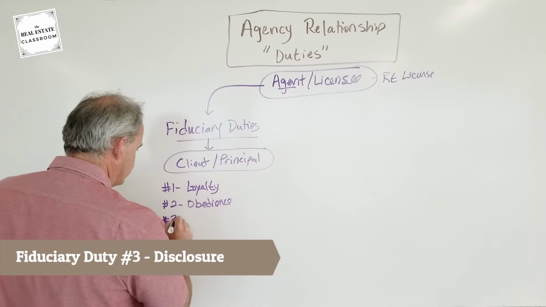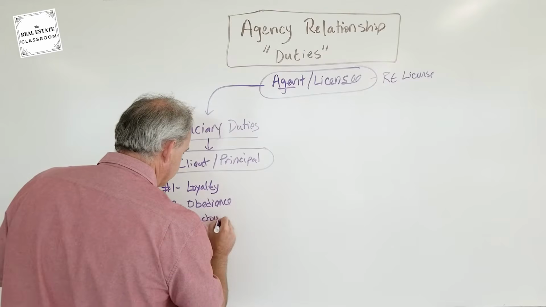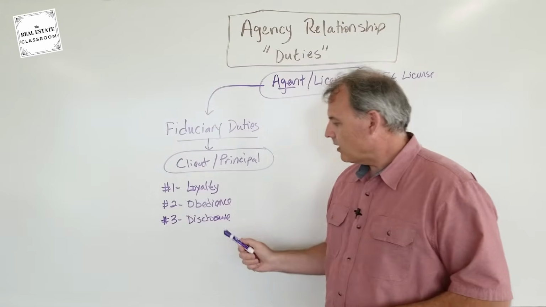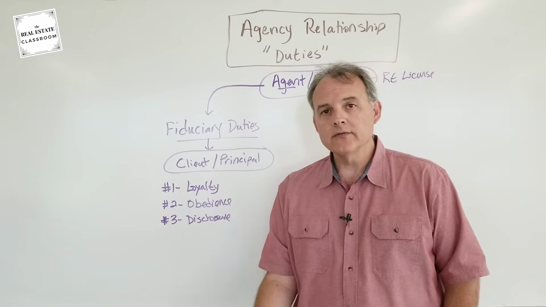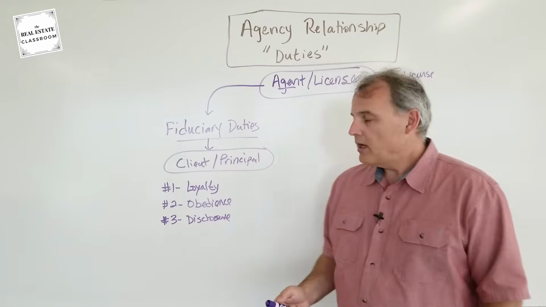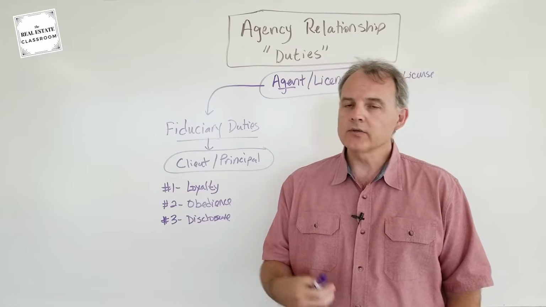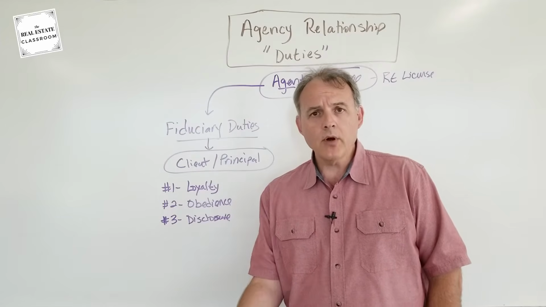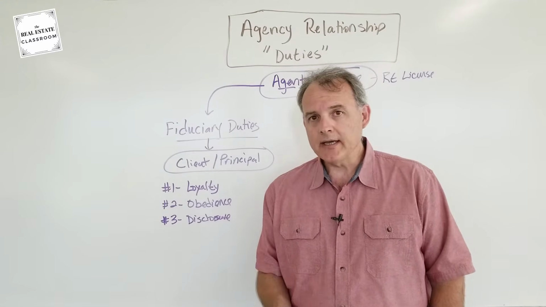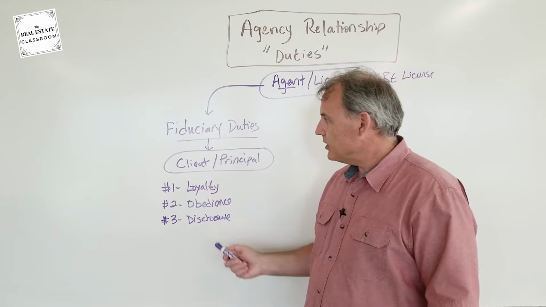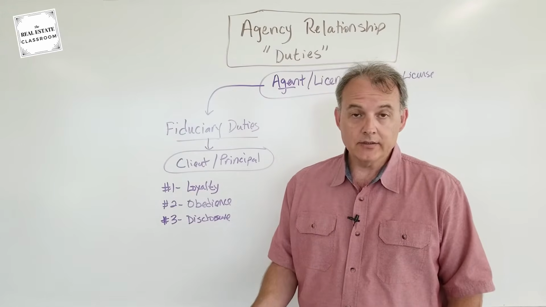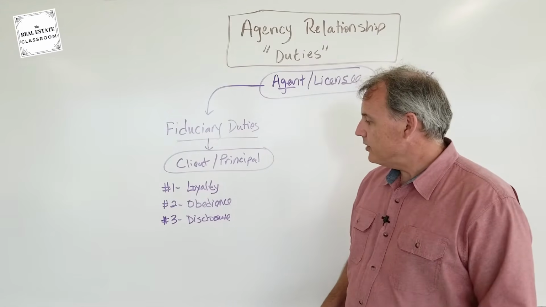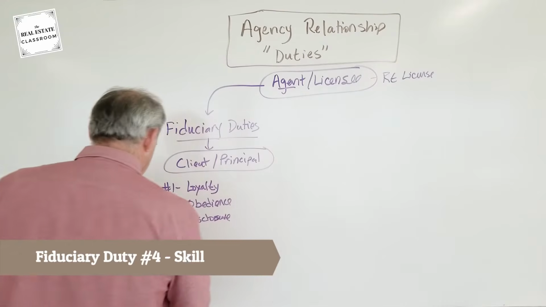Number 3, disclosure. That is the third fiduciary duty. Not only does the licensee or the agent have the requirement to disclose to everyone involved in the transaction who the agent represents, but it also falls under, they have to disclose anything that's required by law. So maybe there is an adverse material fact about the property. Maybe there's hidden termite damage that's been discovered. There would be an obligation to disclose that to their client. And in fact, there would be an obligation to disclose that to non-clients as well. But one of the fiduciary duties is disclosure. Number 4, skill.